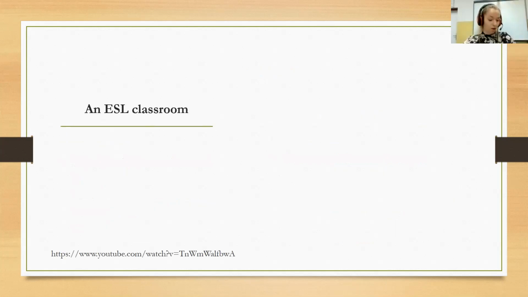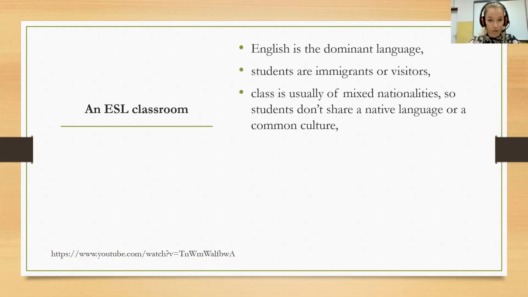I will describe what an ESL and EFL classroom looks like so that you can imagine what the students are like. According to the group of people that are in the classroom, I will portray what the classroom looks like. An ESL classroom. Here, English is the dominant language. The students are usually immigrants or visitors. The class is usually of mixed nationalities, so students don't share a native language or a common culture and don't have the same social background.